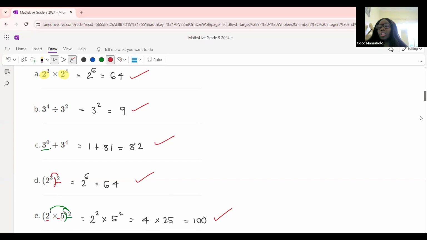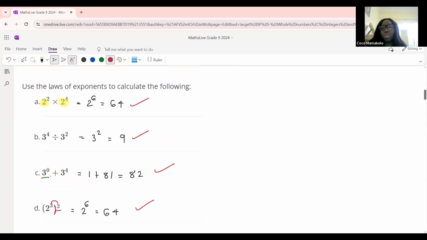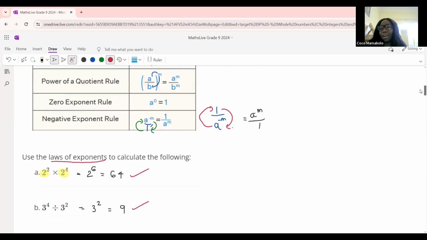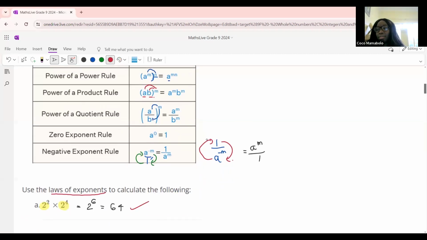Right. And you're not wrong, my darling. You're not at all. But remember what the question asked of us. The question said we must use the laws of exponents. So that's why I'm going in that direction, because the law of exponents shows me here that if I have two different bases inside the bracket, then I must distribute to each of them. Each of them must get their own exponent. So I'm using the instruction that I was given. Am I making sense?